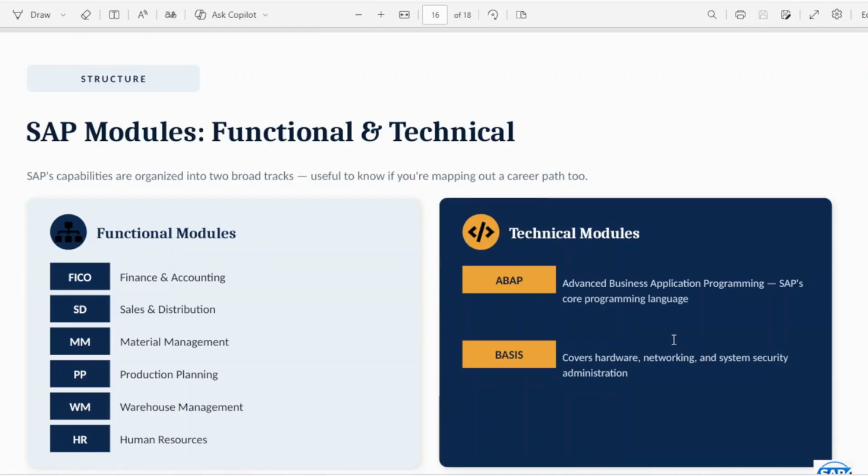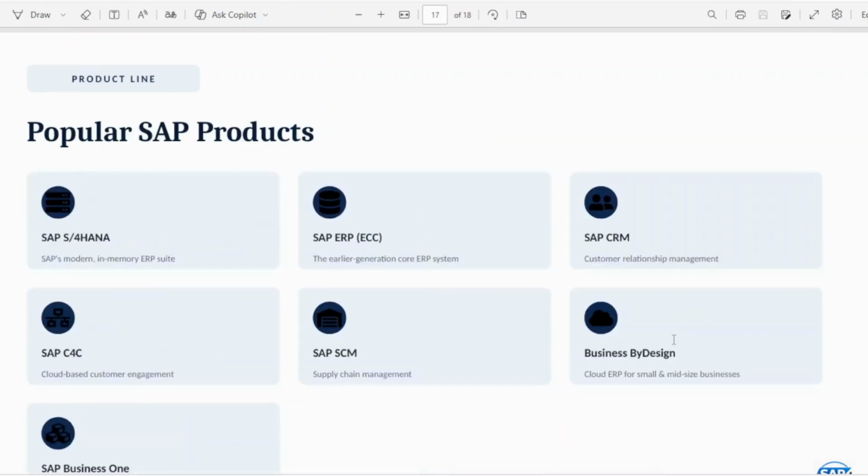So our first course should be ABAP. We will be learning ABAP further. What we learned here is that SAP has two types of modules, functional and technical. Functionals are related to FICO, SD and so on, and the technicals are only ABAP and BASIS.